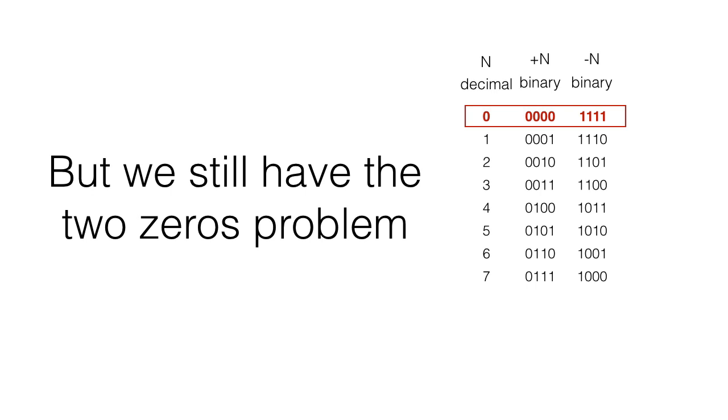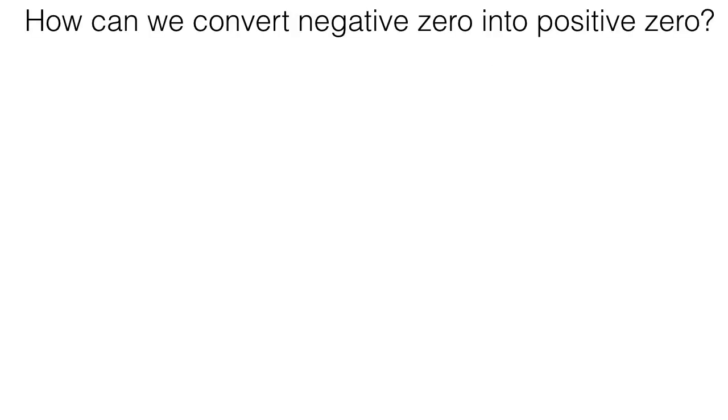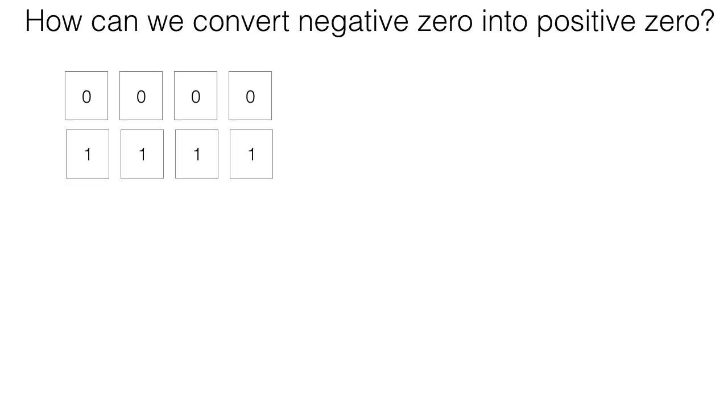So we just proved the math works out brilliantly. That's great. So one's complement gets us almost all the way there. Now we've got to deal with this double zero problem. So how can we convert negative 0 into positive 0?